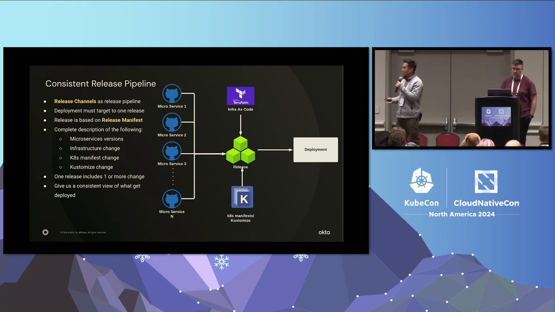It's basically a complete description of the following items: the microservices, infrastructure change, Kubernetes manifest change, and customized changes. So let's say if one of the above items changes, our control plane will create one release, and this release can be deployed to the customer environment. With the concept of the release channel and release manifest, it gives us a very consistent view of what gets deployed to different customer environments, and then we can backtrack what's wrong with each environment by looking into each release and what got changed.